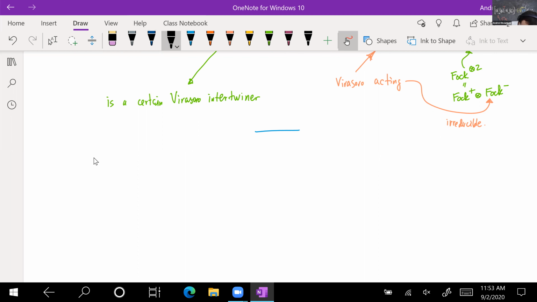So in general, if you have Nakajima varieties, the Nakajima varieties are some representations of quivers. On representations of quivers, there is an operation of the direct sum. We discussed this last time. It's very easy.